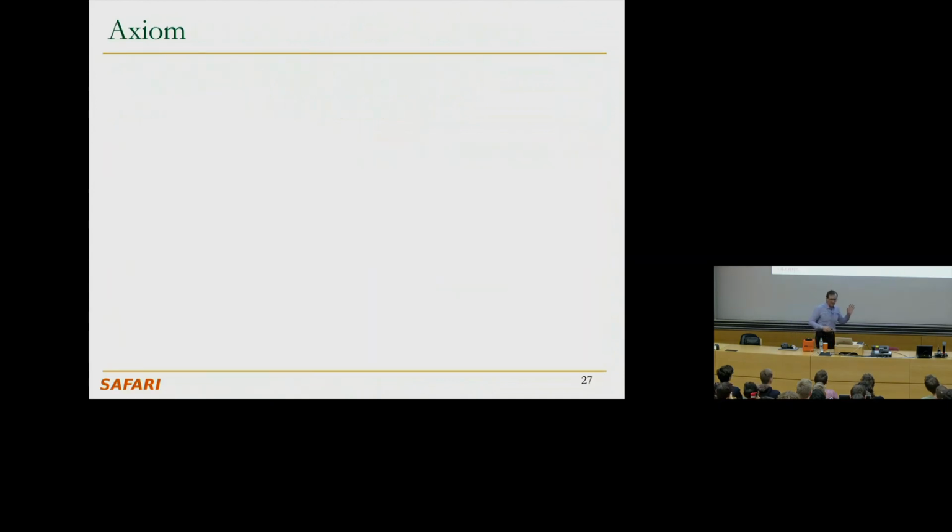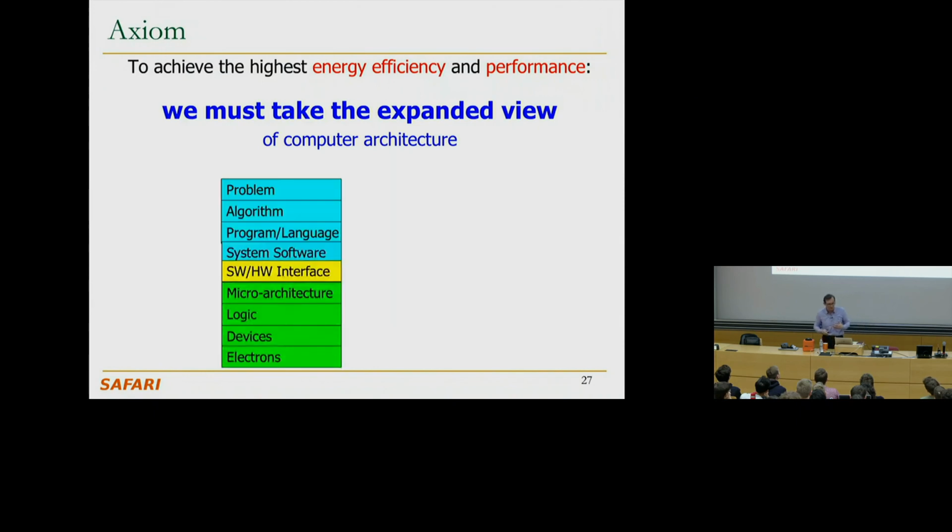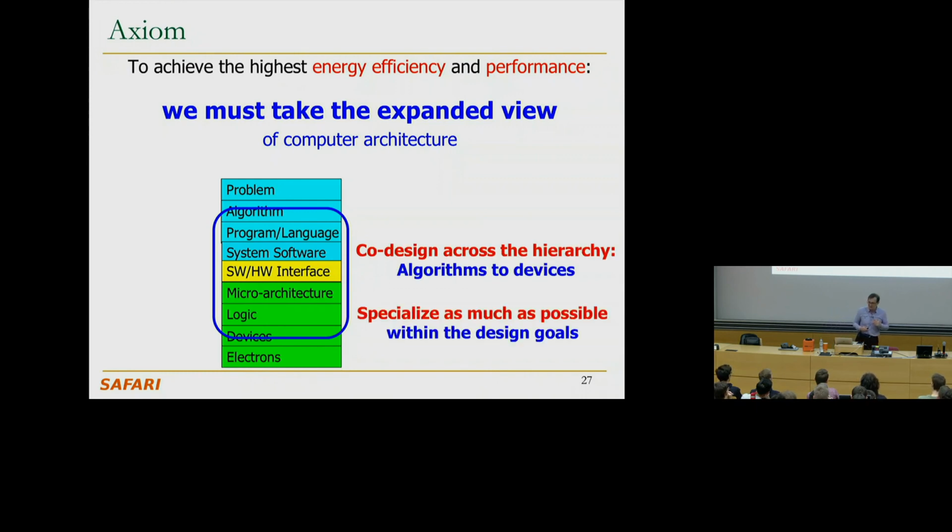Okay, so I will give this axiom to you. Basically, this is what I'm going to assume. To achieve the highest energy efficiency and performance, we really must take this expanded view of computer architecture. Basically, we go all the way from problems to electrons, and computer architecture really needs to expand between algorithms and devices. And what I've shown you earlier are examples of these algorithm-architecture co-designs. So we really need to co-design across the hierarchy, algorithms to devices, and specialize as much as possible, of course, within the design goals that we have.